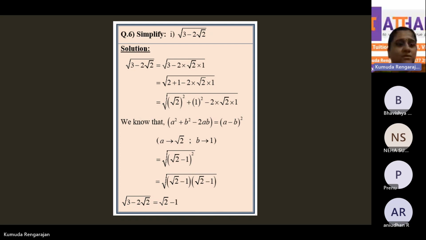So what do we do? Now look at the powers: 30, 29, 28, 31, 30, 29. Which is the least power? 28 is the least power. So 2 to the power 28, we wish to take that common in both the numerator and the denominator.